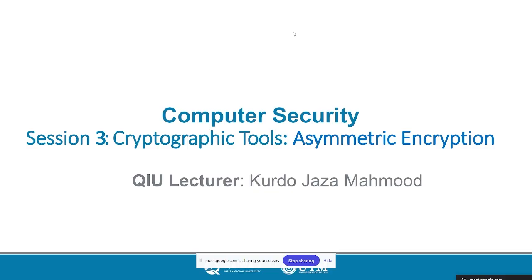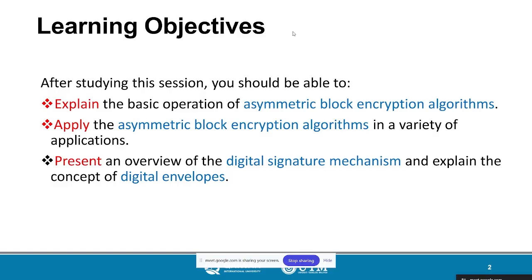However, in the previous class, we had the symmetric encryptions. We talked about some of them, like CSI Aurora 13 and so on. Now, in this session, we will talk about the asymmetric encryptions. What do I mean and what does it mean in general? We will dive in. My name is Kurdo Jaza Mahmoud again, and we will start with the learning objectives first.